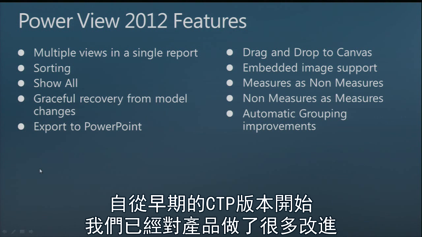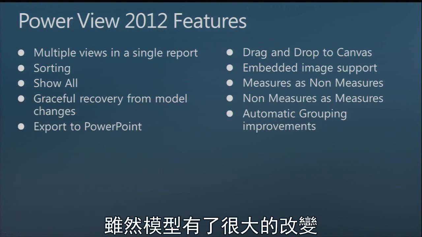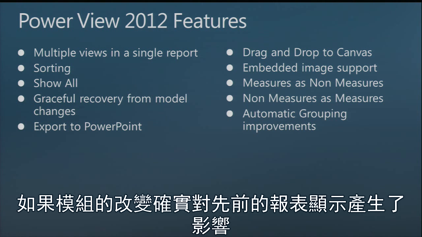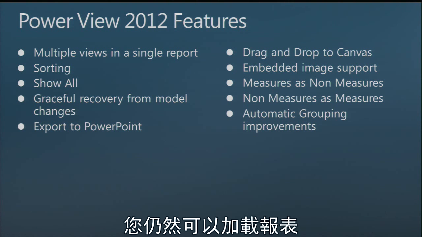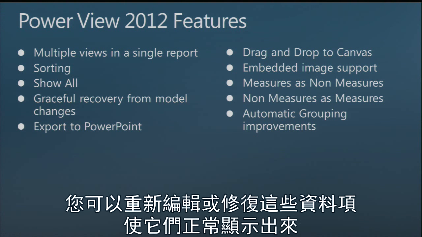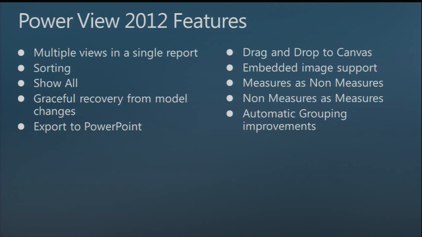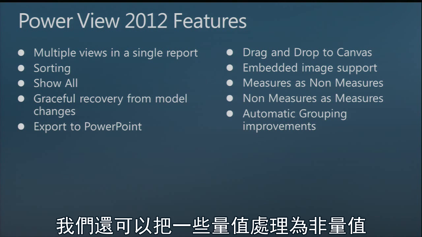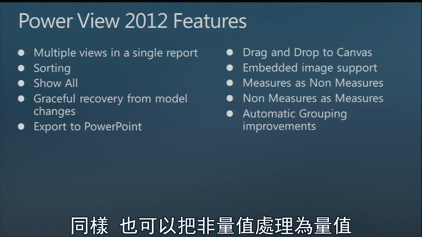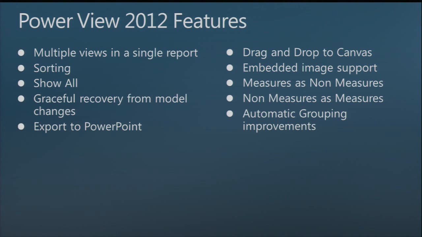A couple of other things we've done to the product since the earlier CTPs is we've made it possible for you to open up reports after there have been some significant model changes underneath. In cases where the visualizations might be impacted by those model changes, we gray those visuals out, but we still make it possible for you to load the report and then reauthor and fix those items and make them work again. We also have the ability to treat some measures as non-measures, and the flip, which is to take non-measures and treat them as measures.